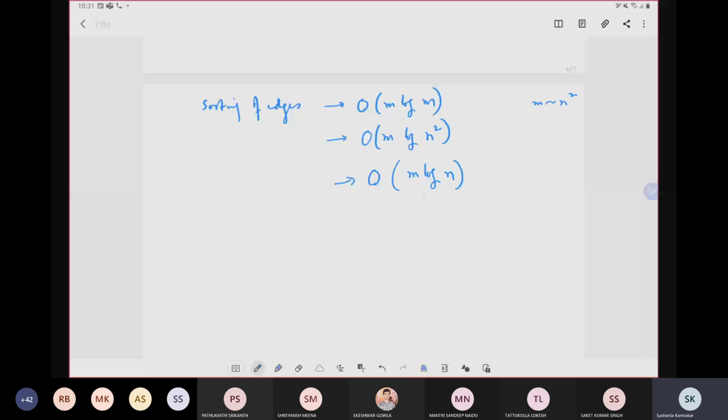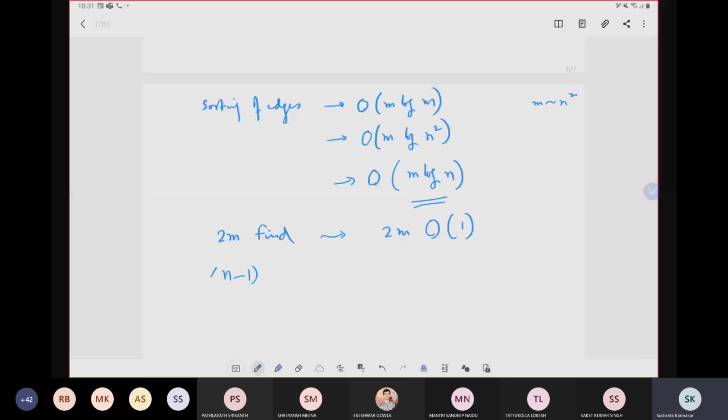After that, it depends on how many union operations and find operations there are. There are m edges, and there will be 2 endpoints for every edge, so there will be at most 2m find operations. Let's say we use the best union find using path compression. So 2m into constant time will be required, and we will have n minus 1 union operations.